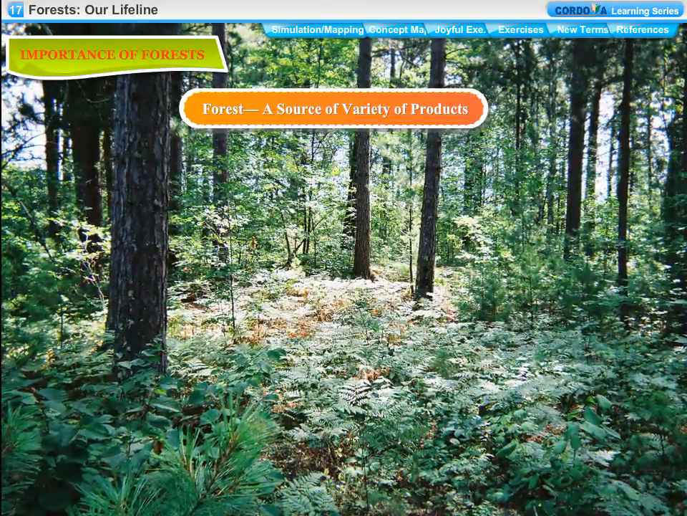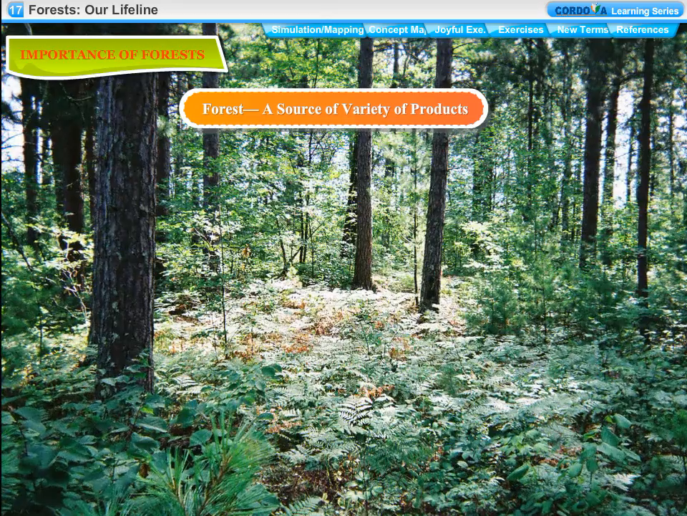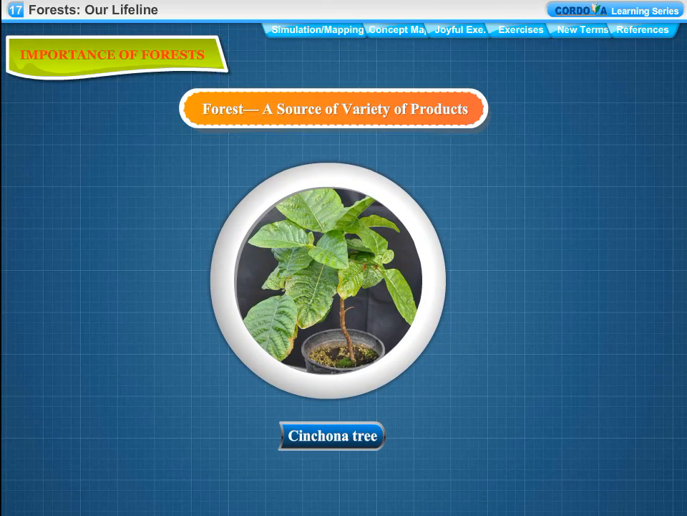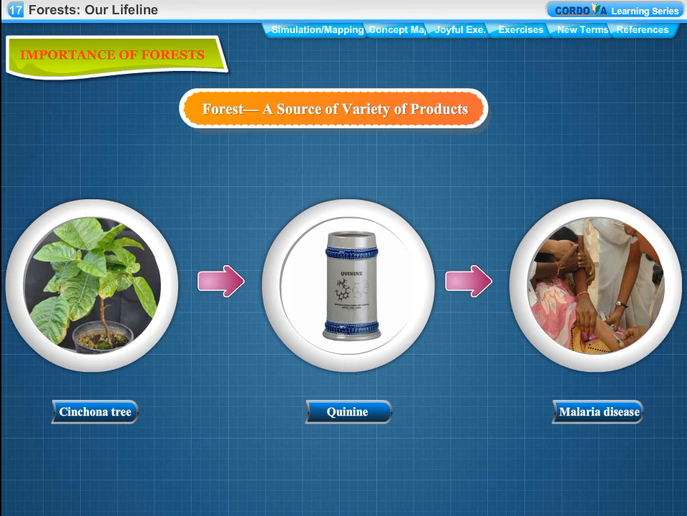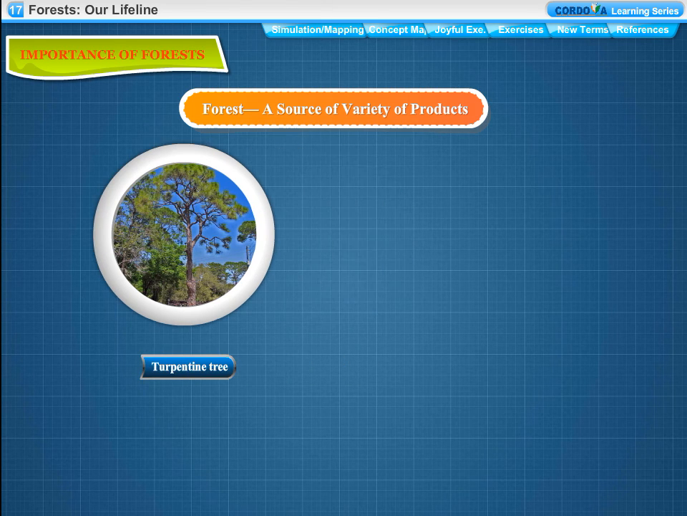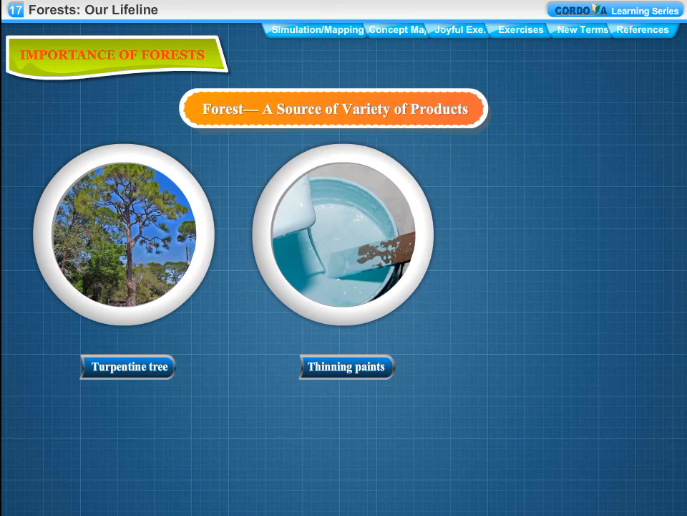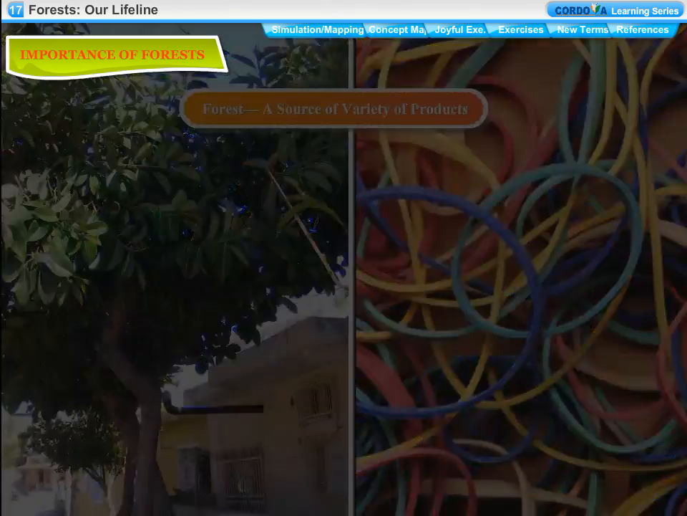Several plants that grow in forests are used in the preparation of medicines. The bark of cinchona tree is the source of medicine called quinine, used for treatment of malaria disease. Turpentine, which is produced from resin or gum of pine trees, is used for thinning paints and varnishes. Rubber comes from rubber trees.